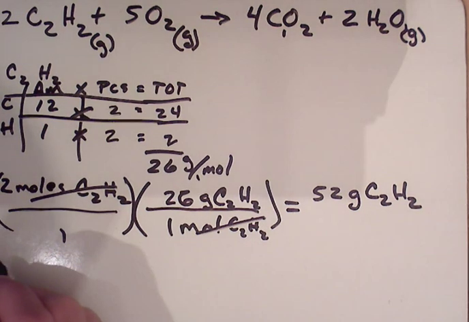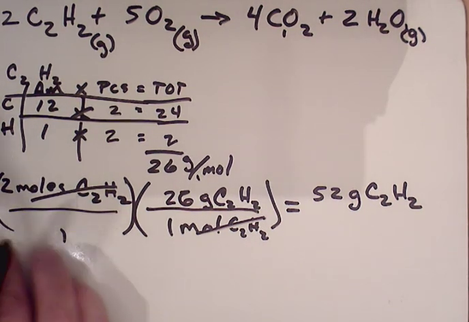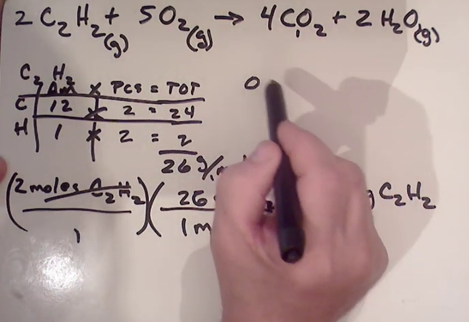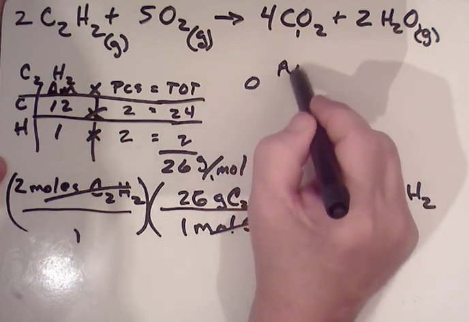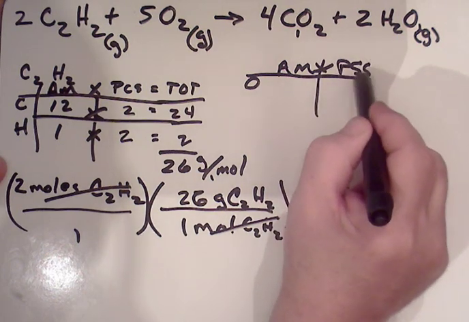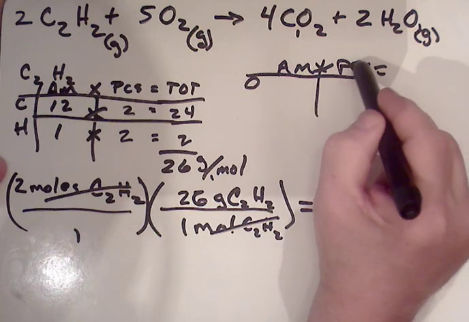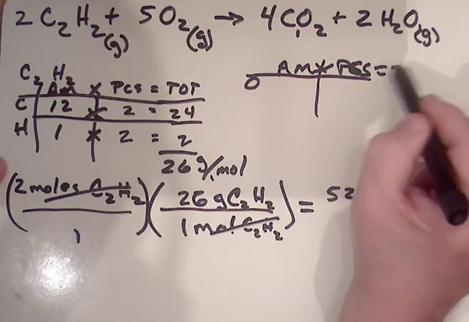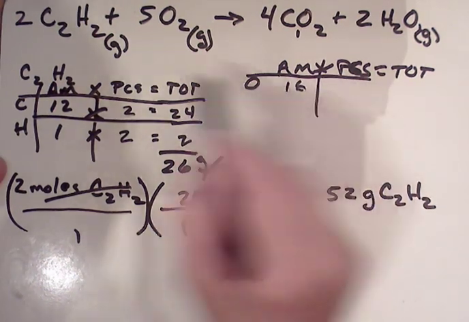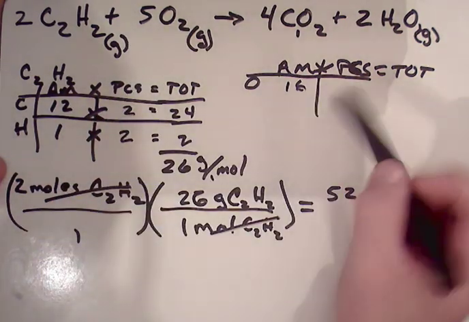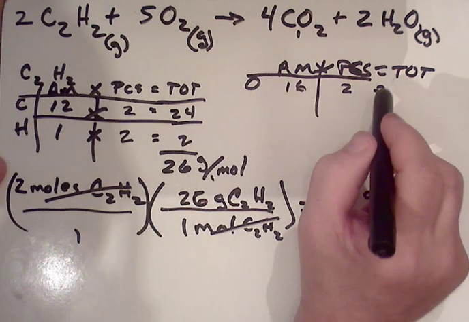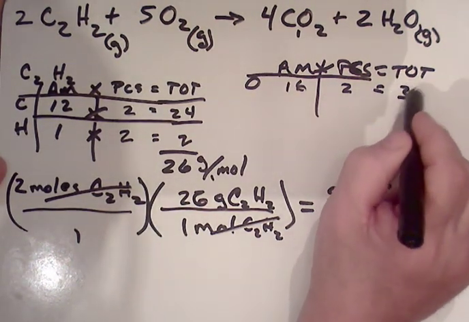Oxygen can be done the same way. Oxygen, actually let's move oxygen up here so give me some room. So oxygen, its atomic mass, grid, times pieces equals, that's supposed to be a C, equals total. So we have atomic mass is 16. We have 2 pieces. So we would have a total of 32.